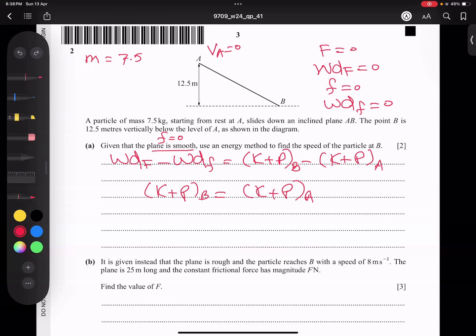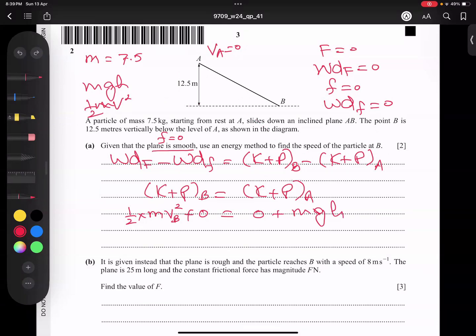Our task is to find the speed at B. So I plug in half m v squared at B. But potential energy is mass times gravity times height, and as the height at B is 0, this is confirmed 0. What is the kinetic energy at A? Because the speed is 0, half m v squared is 0, so I write 0 here. And the potential energy is m, g, and h for particle A.